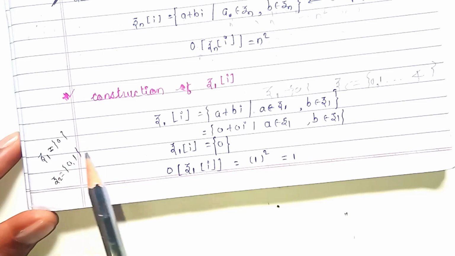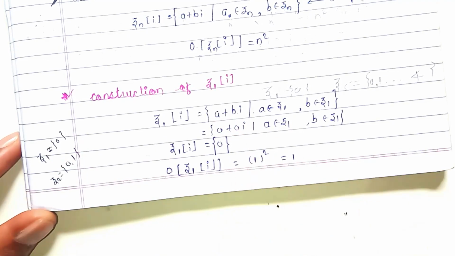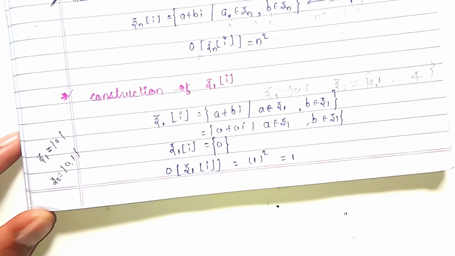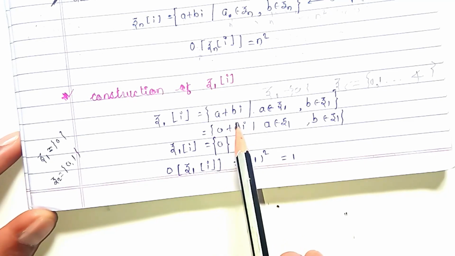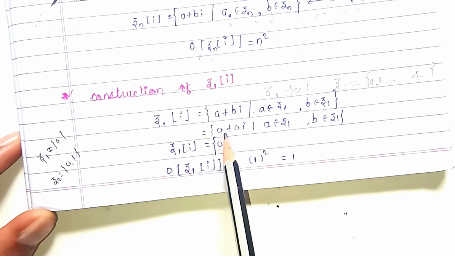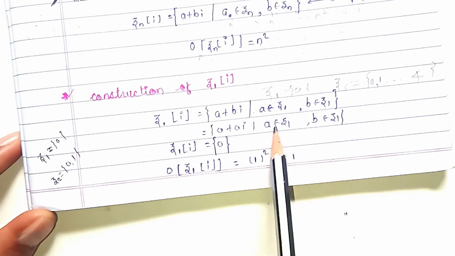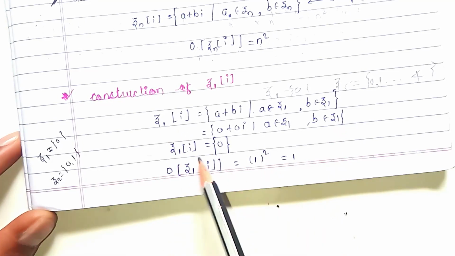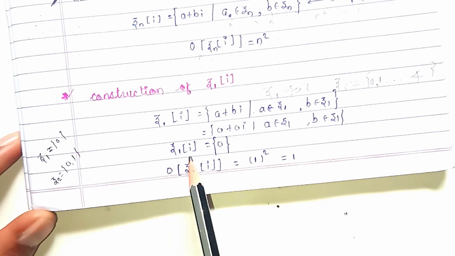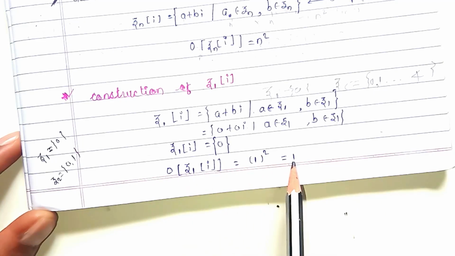That means for a plus bi, a is 0 and b is 0. We do not have any other possibility to construct Z_1[i]. So there is only one element under Z_1[i], 0 plus 0i, where a belongs to Z_1 and b belongs to Z_1, that means 0 belongs to Z_1 and 0 belongs to Z_1. So the order of Z_1[i], which is 1 squared, is 1. We have only a single element in the Gaussian integers modulo 1, which is 0 only.